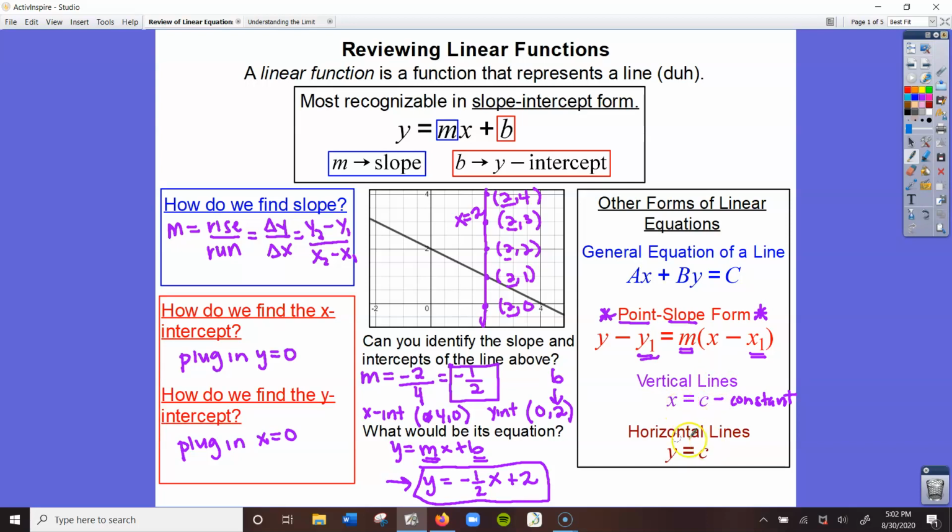For horizontal lines, it's the same concept. If you were to draw a horizontal line, the only thing that would remain the same across the horizontal line is the y value. So we would look at what the y value is of the coordinate, and that would be the equation of the horizontal line.